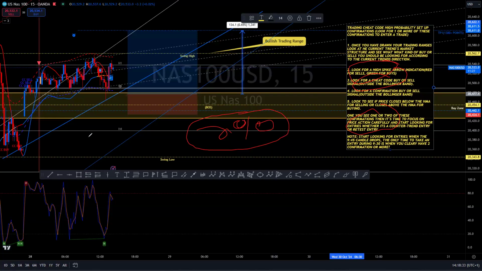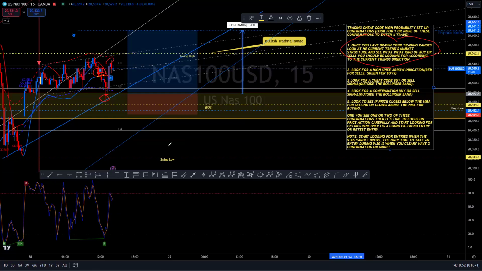So with that being said, we're going to start looking at our rules. So we know that the current trend market structure is bullish at this point. Because when we even look at the structure here, from here, price did create a higher high and broke the structure here. So that's one thing. Also, price closed above the HMA here. So that's one confirmation already.